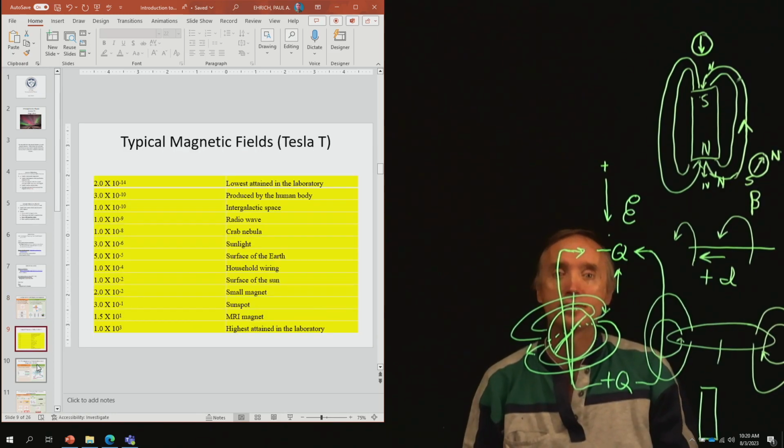Okay, so here are some typical magnetic fields in Tesla. If you want to look up the magnetic field of the sun, or the magnetic field of the Earth in terms of Teslas, you can look it up on that chart there.